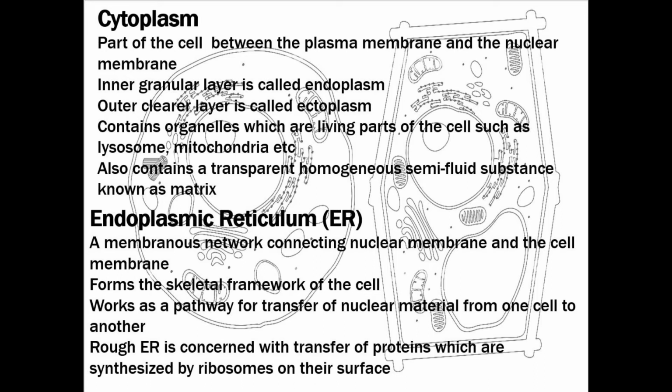Now the next organelle, which is endoplasmic reticulum. Now this is not an organelle like a thing, this is a kind of network. What is this? This is a membranous network connecting the nuclear membrane and the cell membrane. So this is a network through which the nucleus functions with the other cells, because this is a network which actually goes from the nucleus membrane to the outer membrane, and forms the skeletal framework of the cell.